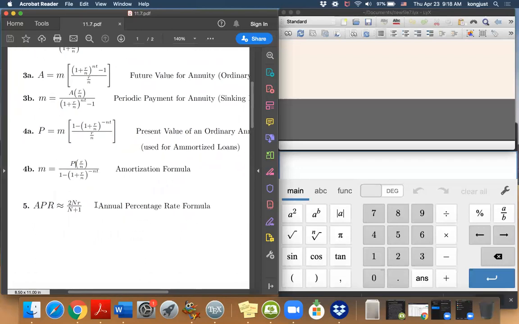Okay, so this is just a recap of everything we've done so far. Then also we had the APR estimation formula. That's the annual percentage rate. Capital N was the total number of payments, and R is the rate as usual.